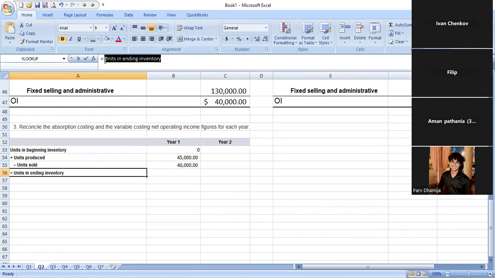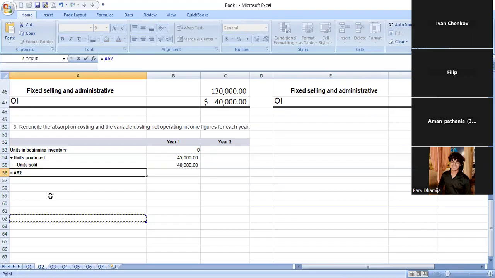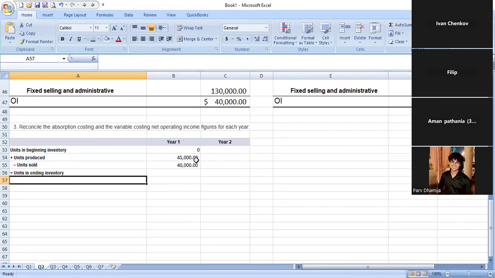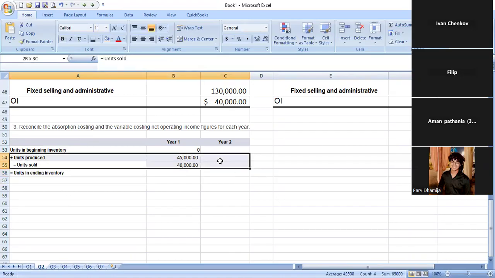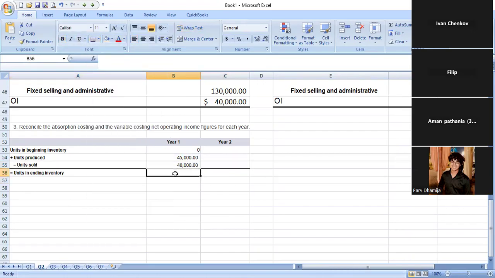Why it doesn't help me? Maybe that helps. Because I need something on the top like this. So my ending inventory here, once I get those two, is going to be equal to beginning plus production minus sold, 6, right? 5,000.